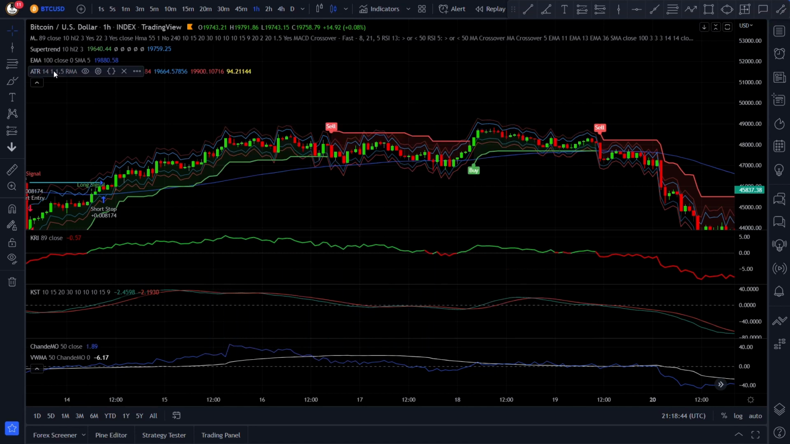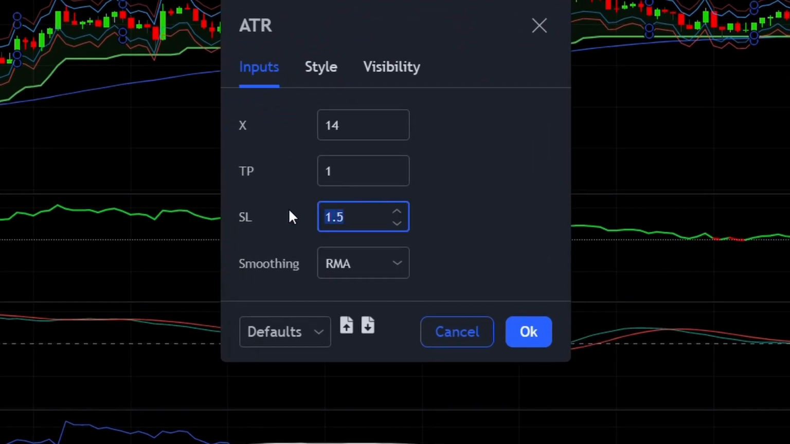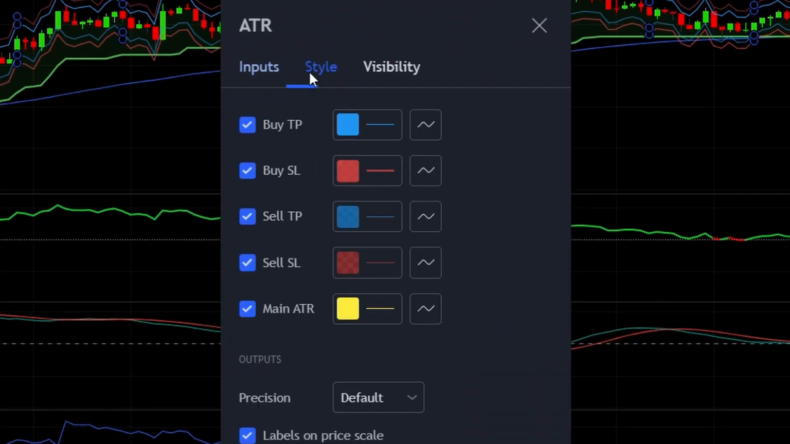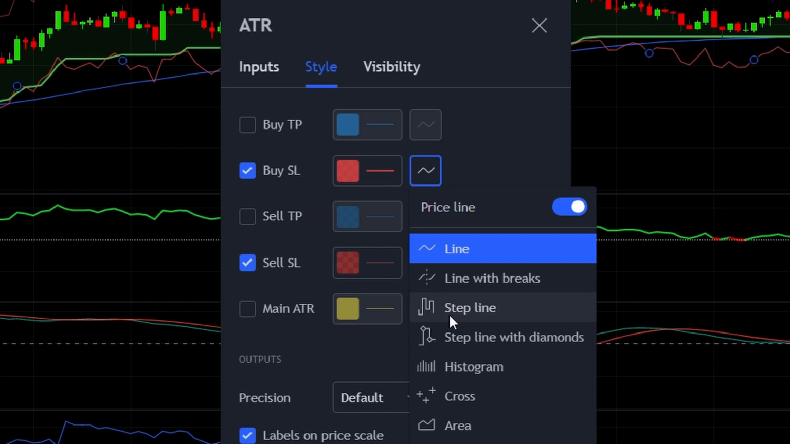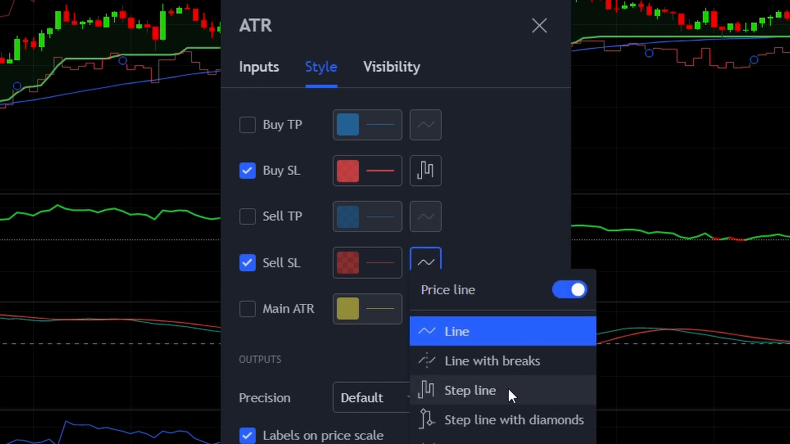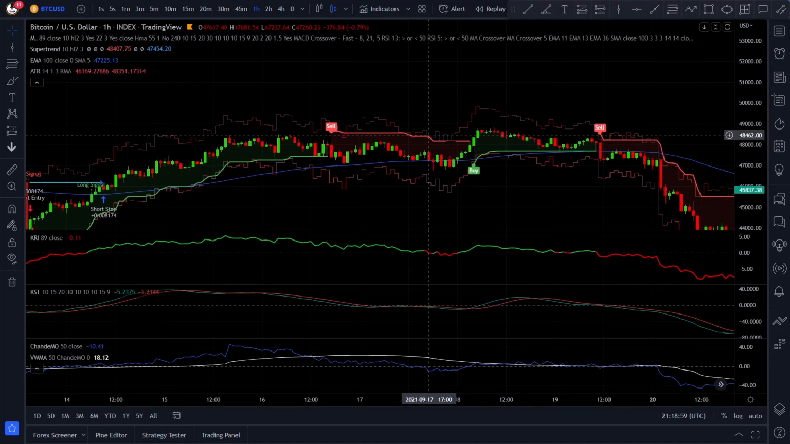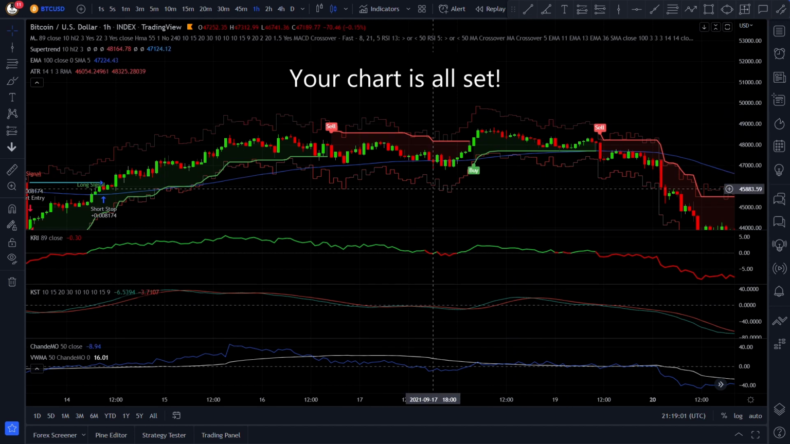Now open up its settings, set the SL or stop loss value to 3, then switch to the style settings. Here, untick the buy TP, sell TP and the main ATR. Finally, change the remaining line styles to step line. This will help you to see the stop loss levels clearer. Now you have your chart set up for this strategy.